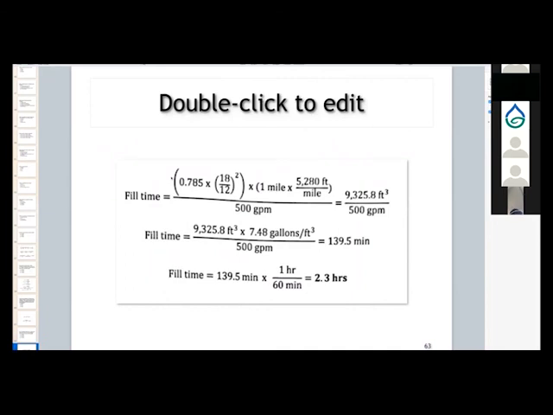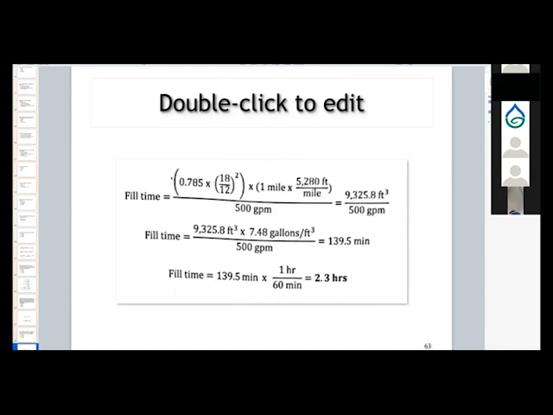0.785 is a standard number, and then you're going to use that times the diameter squared. Here they put 18 over 12 because they want you to get to feet. Then there's 12 inches in a foot. So the math there will equal out to 9,326 cubic feet over 500 gallons per minute.